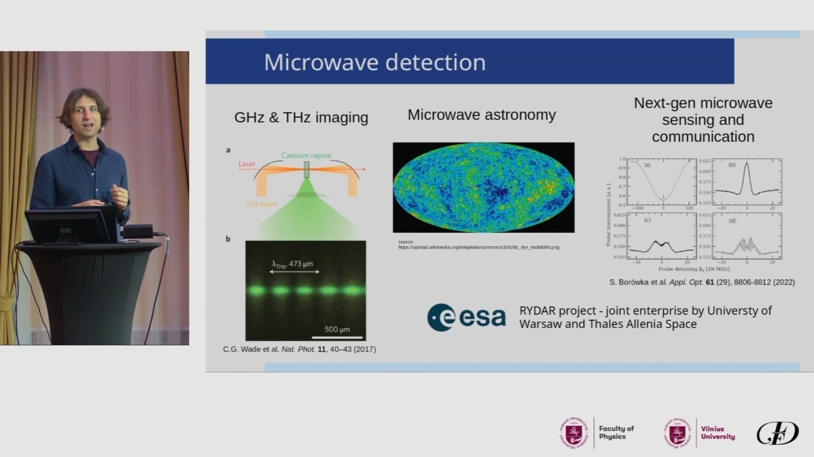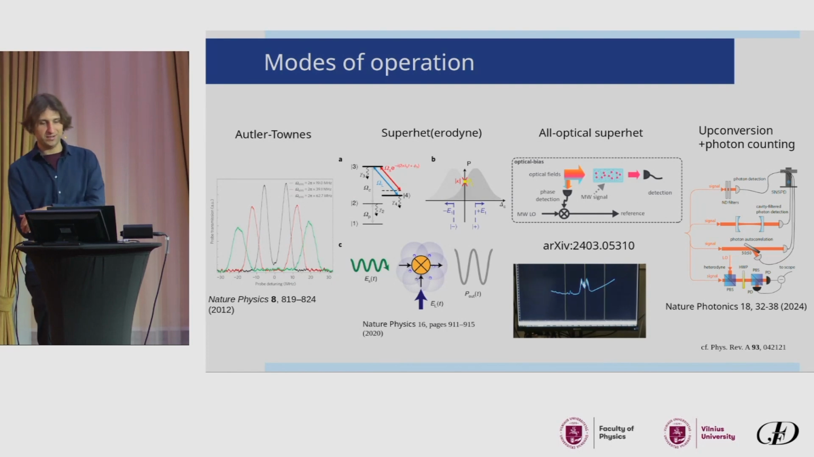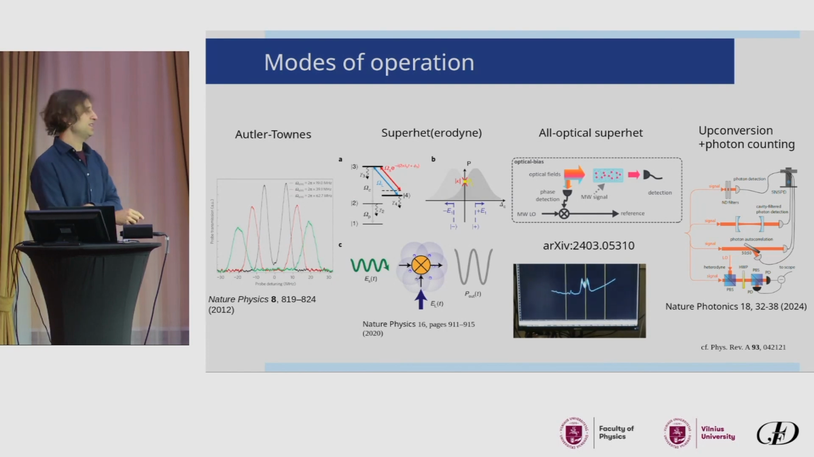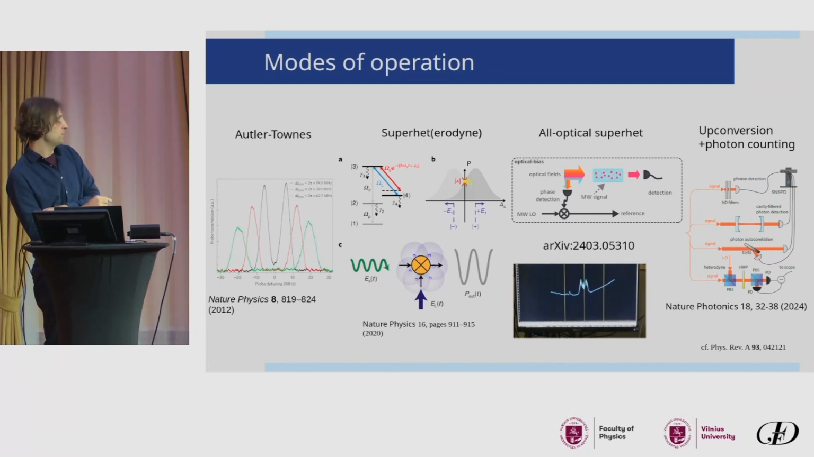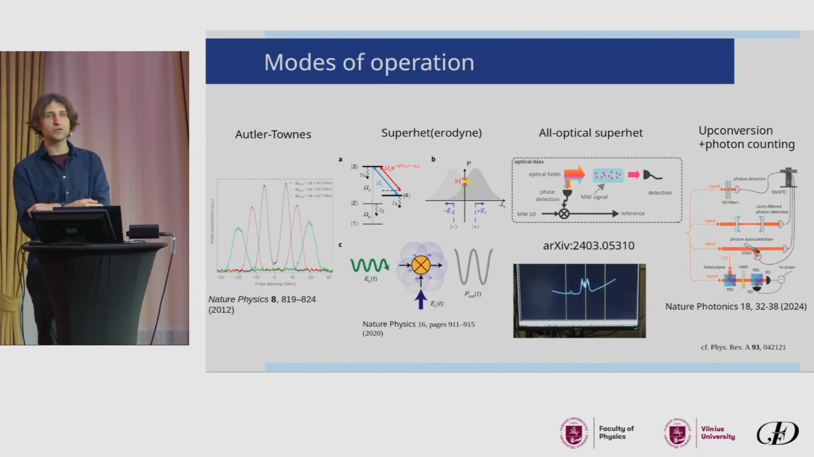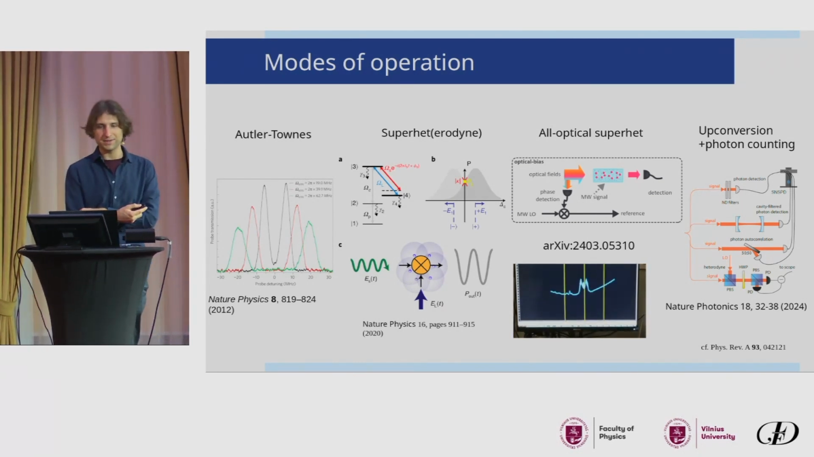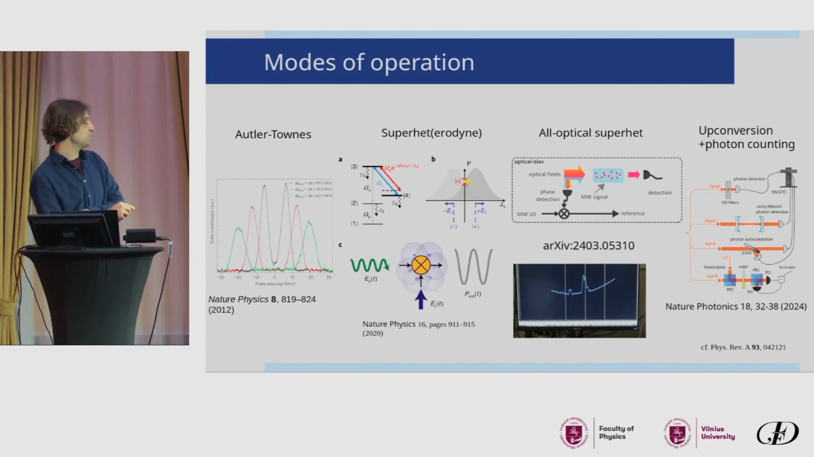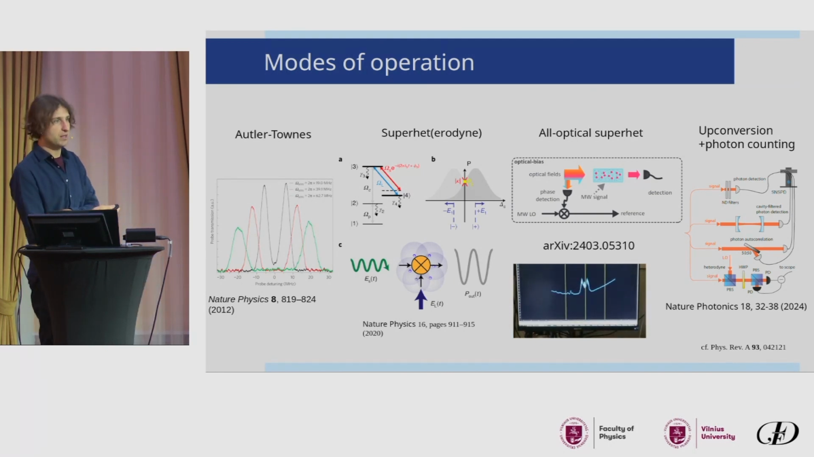Unfortunately, there is no one simple answer. We are now exploring several different detection modes. One of the most traditional and first explored modes was just an observation of the Autler-Townes splitting induced by the microwave frequency. So then you would have two spectroscopic lines in the laser spectroscopy signal of the vapor cell that would be split by the amount which is the Rabi frequency of the microwave.